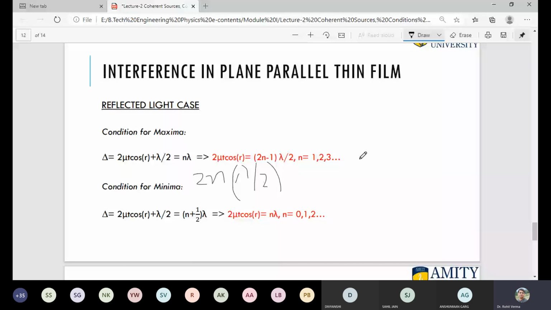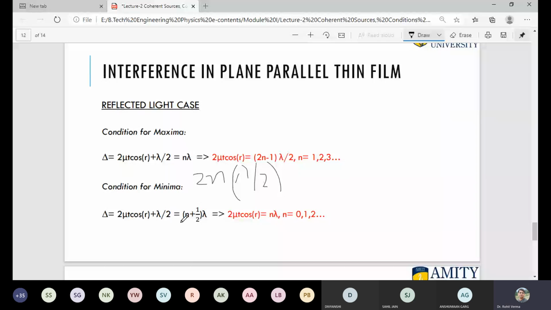So for n equal to 1, you will get first order interference pattern. For n equal to 2, you will get second order interference pattern. Similarly, for determining the condition of minima, what you have to do? You have to equate this path difference to an odd multiple of lambda by 2. Odd multiple of lambda by 2 means (2n minus 1) or (2n plus 1) times lambda by 2.